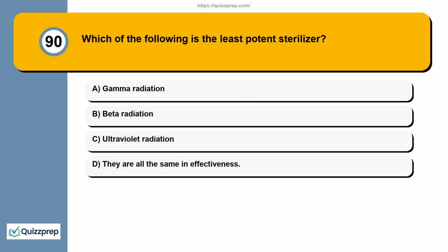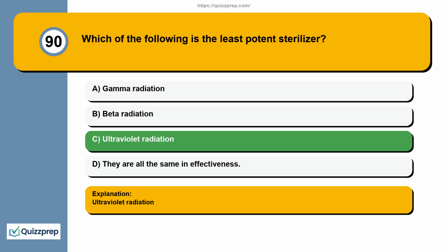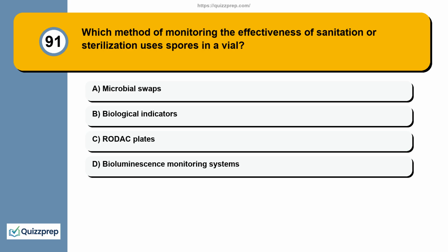Question 90. Which of the following is the least potent sterilizer? Option A, gamma radiation. Option B, beta radiation. Option C, ultraviolet radiation. Option D, they are all the same in effectiveness. The correct answer is option C, ultraviolet radiation.